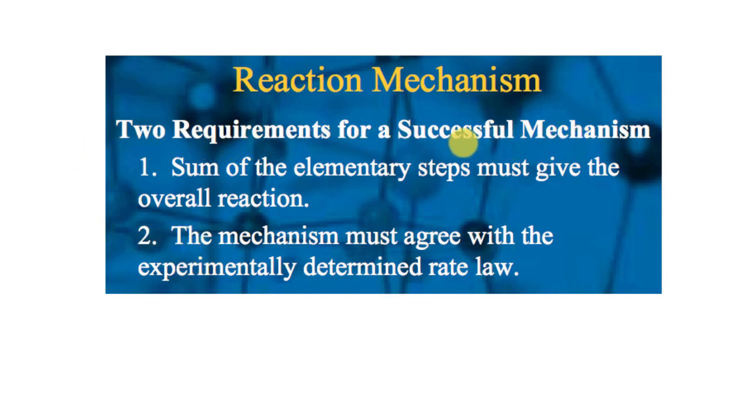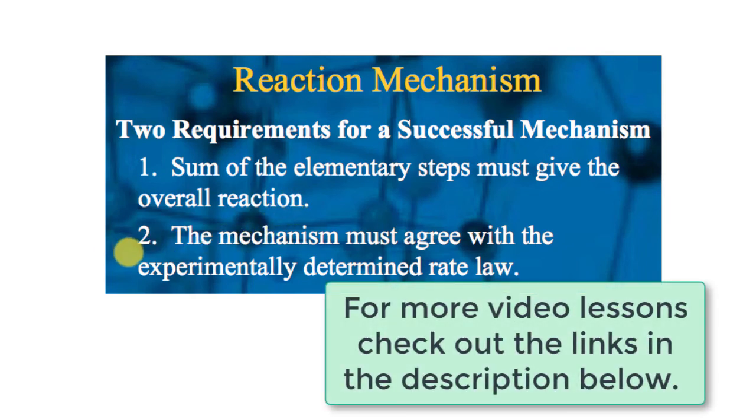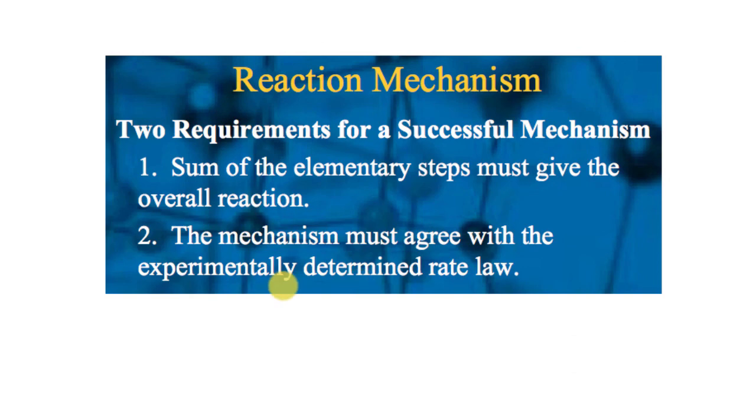For a mechanism to be acceptable in science, it has to do both of these things. It has to sum up the elementary steps to give the overall reaction. So when you combine all of the steps, you should get the overall reaction back. And number two, the mechanism has to agree with the experimental rate law. If it doesn't do that, then we know that the reaction mechanism cannot be possible. So we're looking for these two tests.